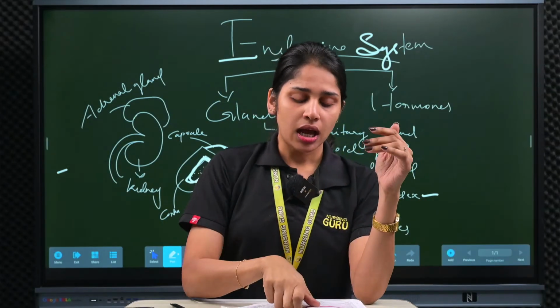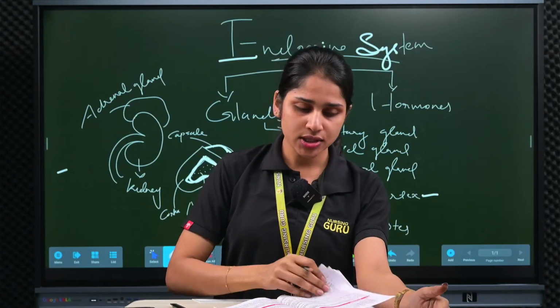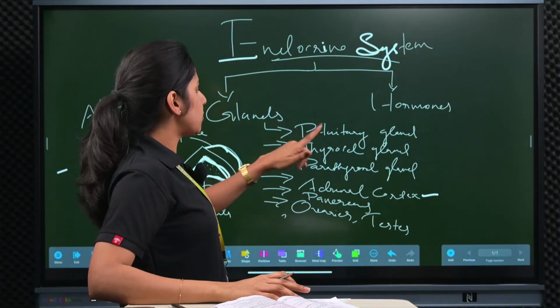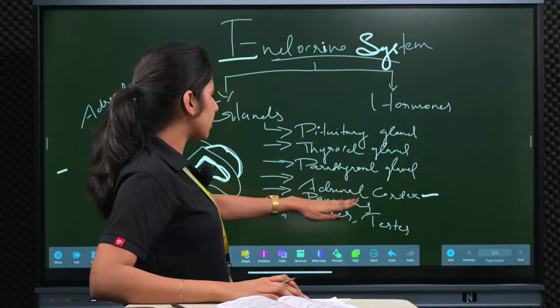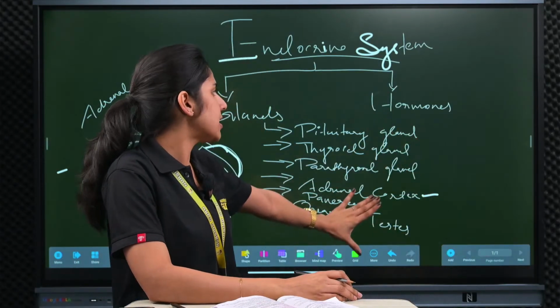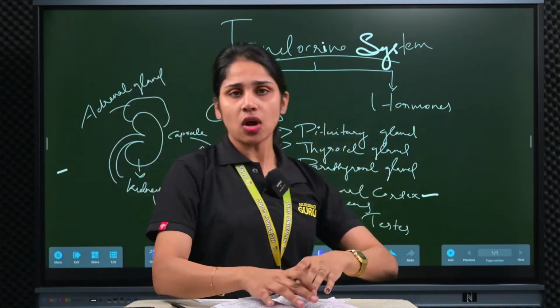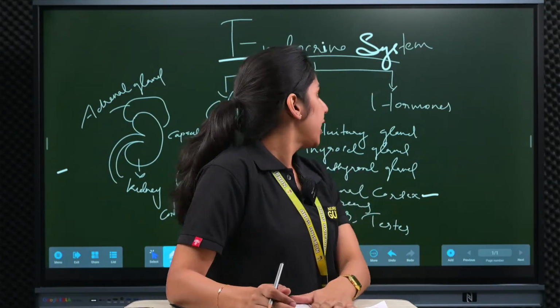So our main glands are all over. I just revised the glands we looked into: pituitary gland, thyroid gland, parathyroid gland, adrenal cortex, pancreas, ovaries, and testes. These are the glands we studied, and many hormones under them also. That's all about the endocrine system.